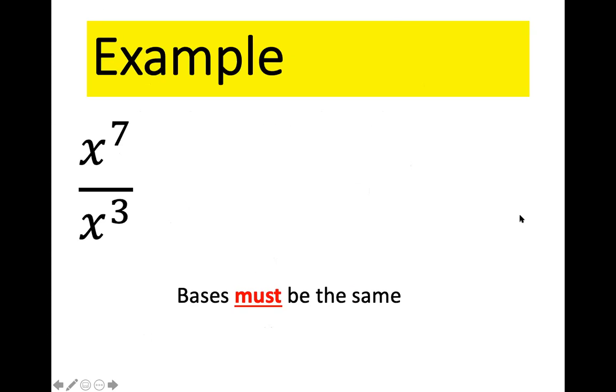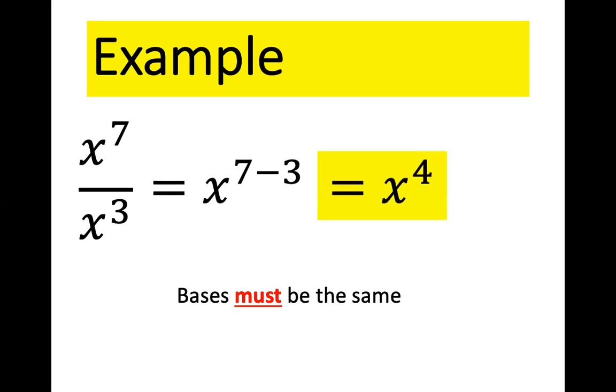So for instance, check it out. I got an x and an x. Those are like bases. So I rewrite the base. 7 minus 3 is 4, so the final answer is x to the 4th.